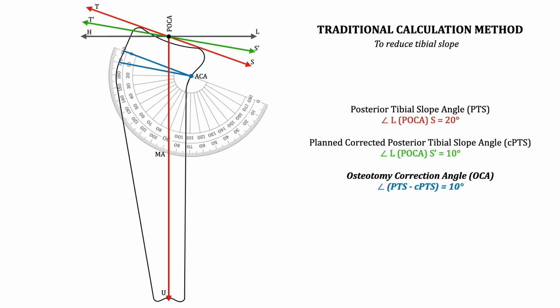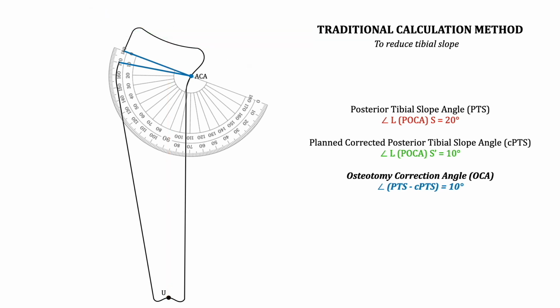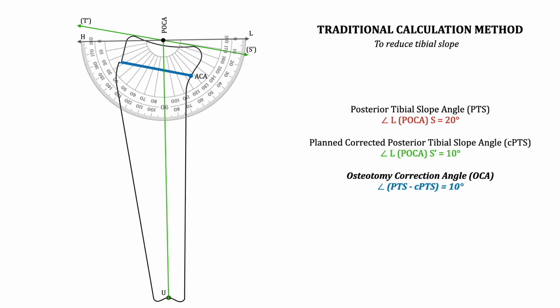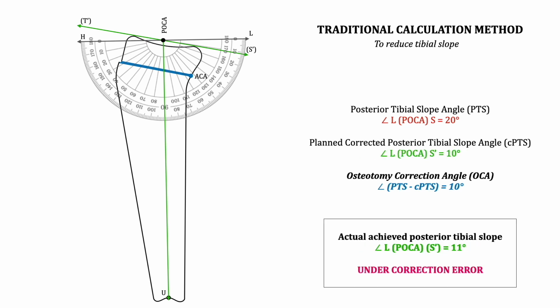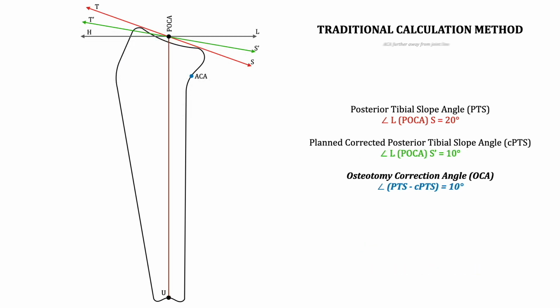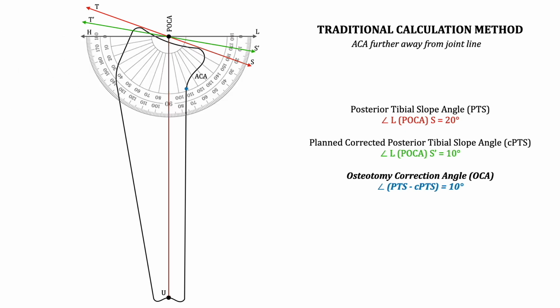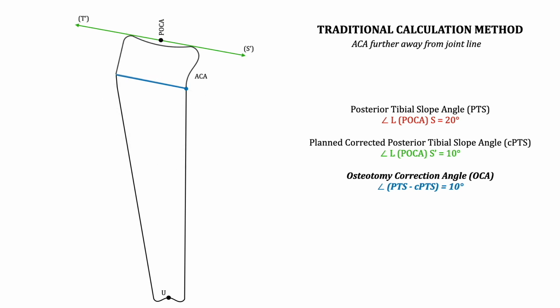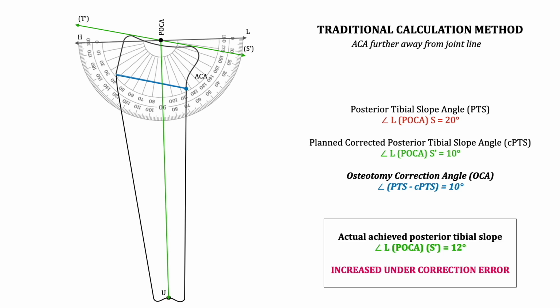If this osteotomy correction angle is used to replicate the osteotomy at the axis of correction of angulation, and we close the osteotomy wedge, the posterior tibial slope achieved remains more than the planned corrected posterior tibial slope angle. Therefore, there is an undercorrection error using this traditional calculation technique. The error is magnified further as the ACA moves more distal to the joint line, and more exaggerated as OCA increases.